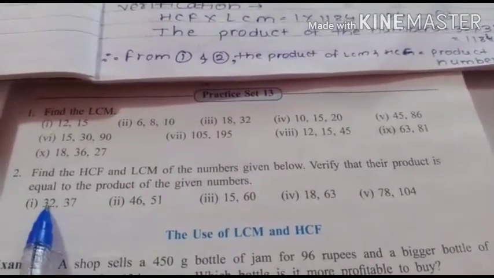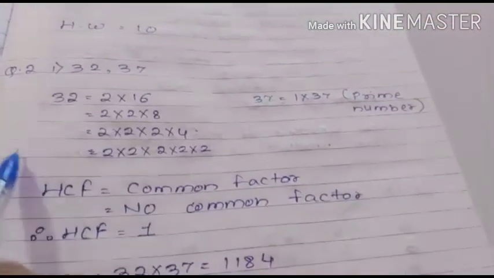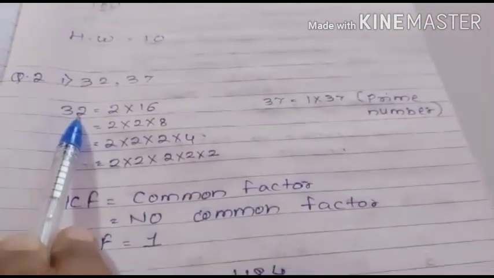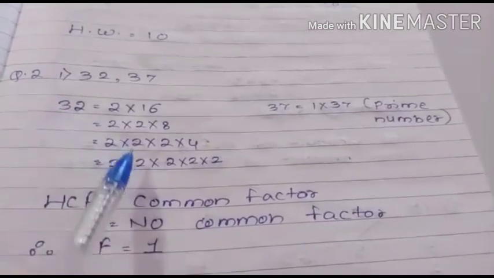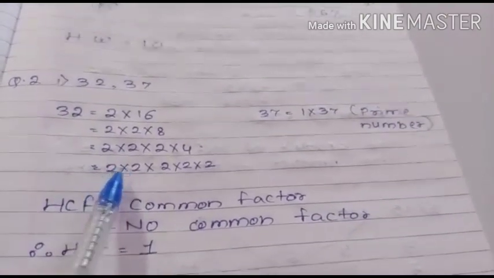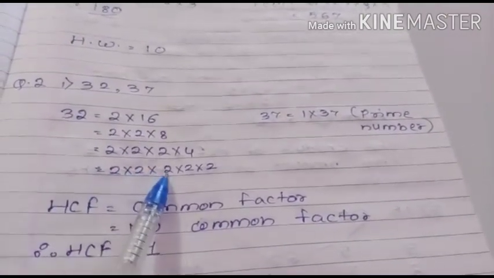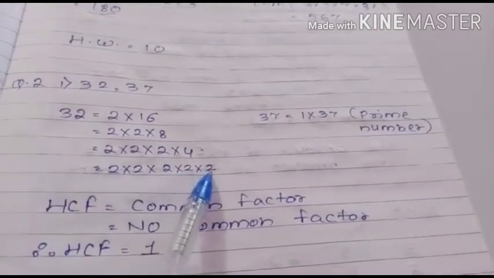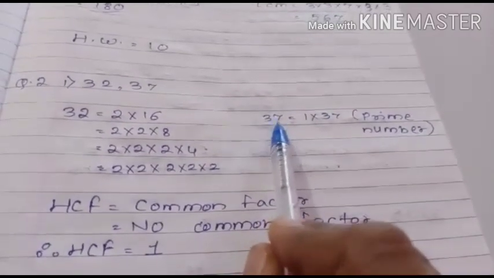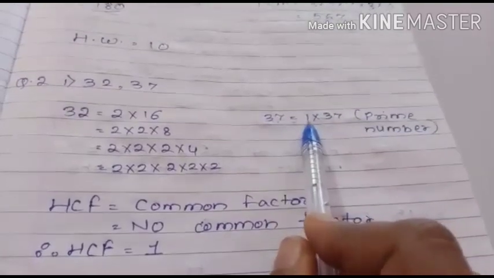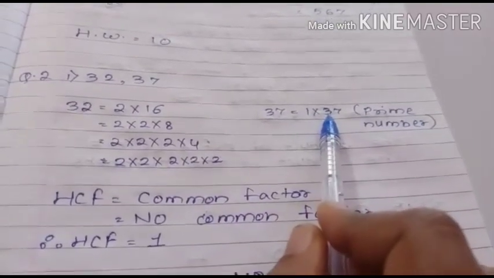First example given: 32, 37. Just here now, 32. I took the prime factors of 32. What will come? 2 multiplied by 2 multiplied by 2 multiplied by 2 multiplied by 2. 37. 37 is a prime number. So what will come? 1 multiplied by 37.